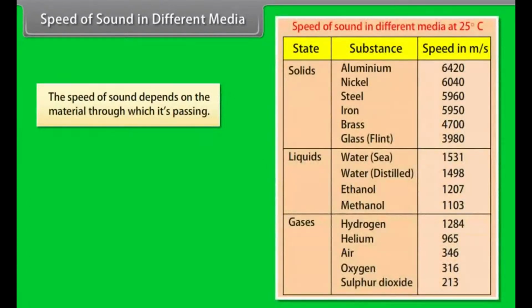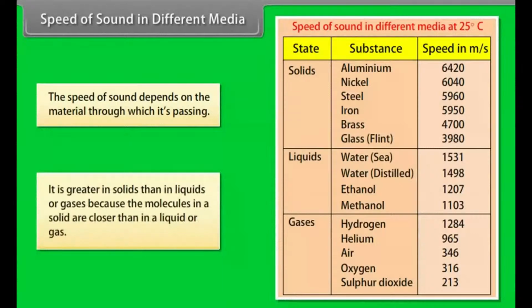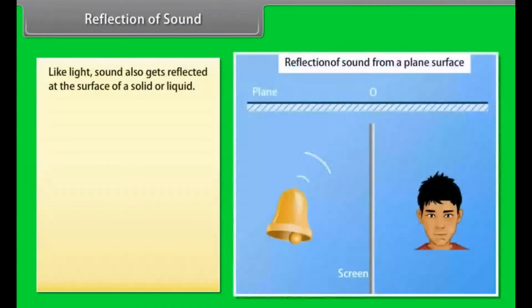Speed of sound in different media. The speed of sound depends on the material through which it is passing. It is greater in solids than in liquids or gases because the molecules in a solid are closer than in a liquid or gas. In this table, you can find the speed of sound in different media at 25 degrees Celsius.